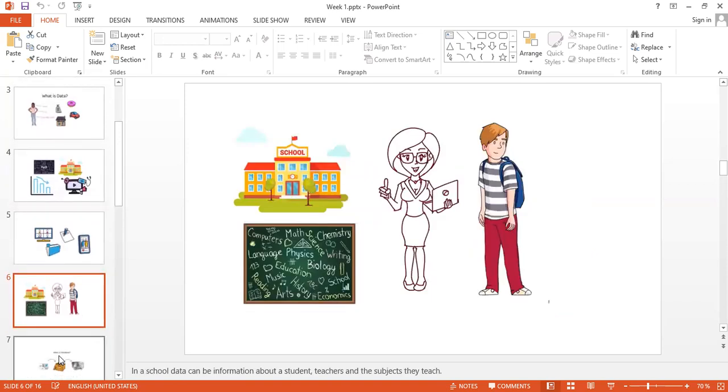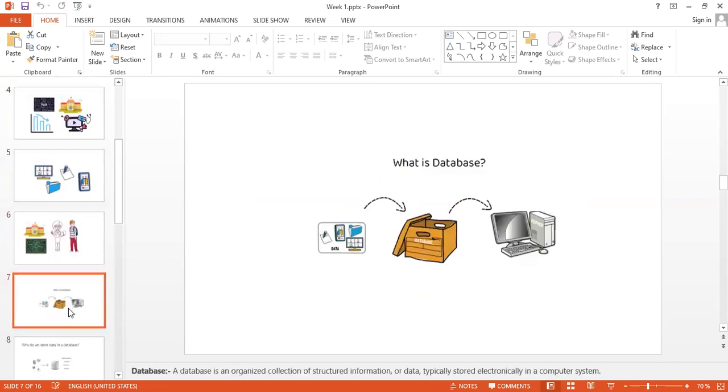Now, let us think of a scenario in a school. What data can be information about a student? In a school, we can have information about a student being data, and the teachers and the subject they teach also being data. So databases are used to store data. And once this data is processed, then we can generate it as information to help us make a decision.